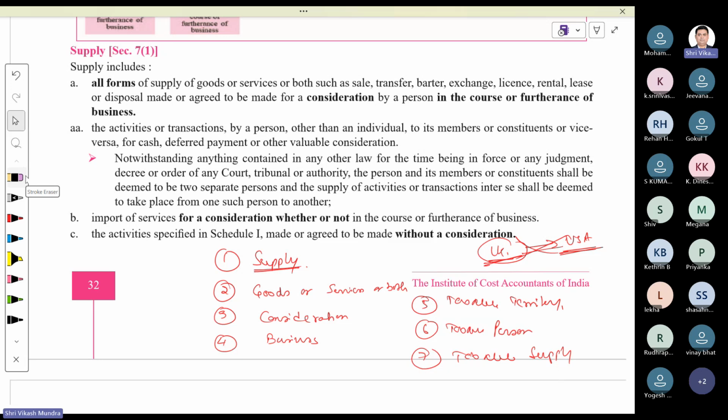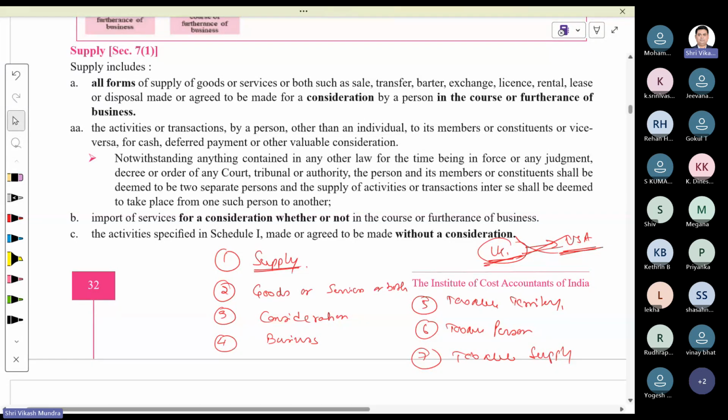I provided certain goods. Say I supplied a few notebooks in the school free of cost to the students. Since there is no consideration, GST is not applicable. Even though it is a supply, it is changing hands from my hand to someone else. But since consideration is missing, GST is not applicable. That means all of these seven elements should be fulfilled. Then only GST is applicable, else it is not applicable.